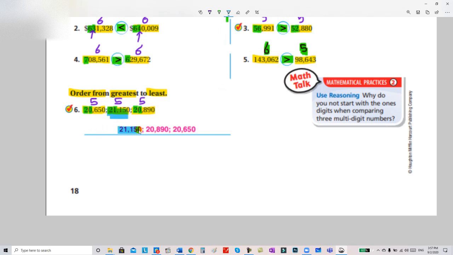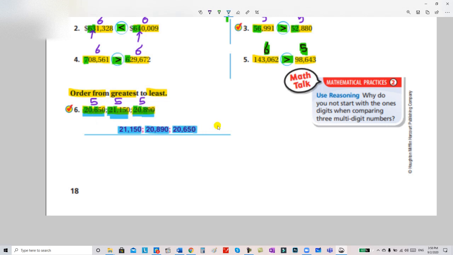Let's write it here. And what about the other two numbers? Let's continue and compare between them. We have here 6 and here 8. Which is the greatest? The greatest one is 8. So let's write it here. And the last one just here.